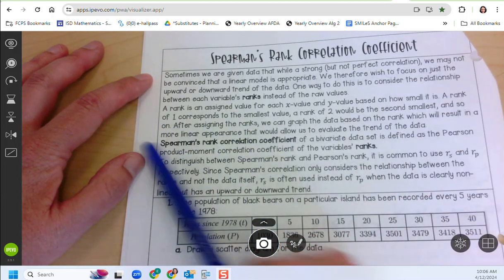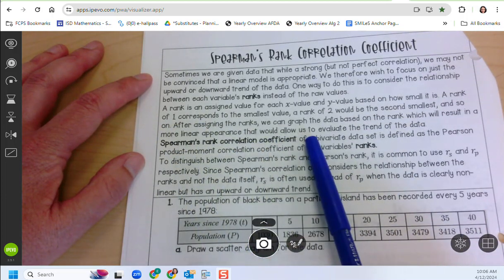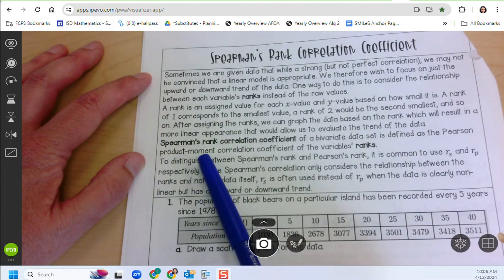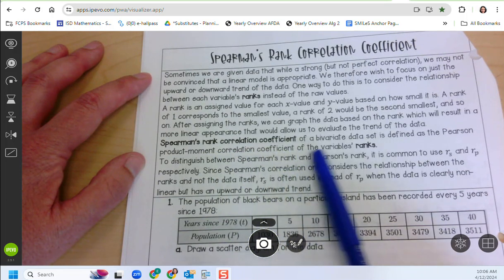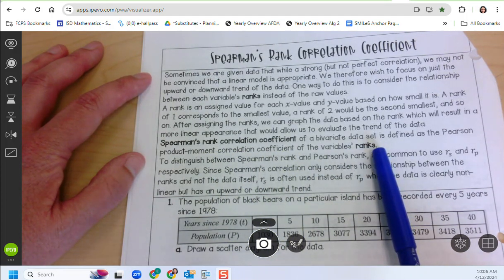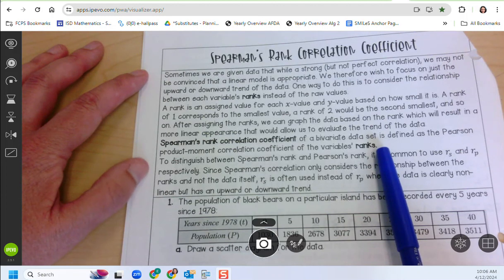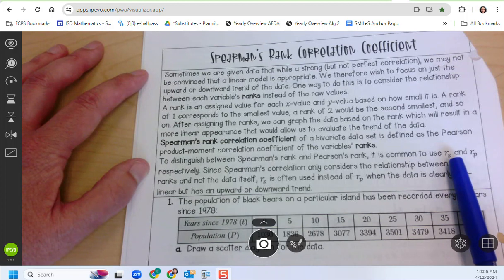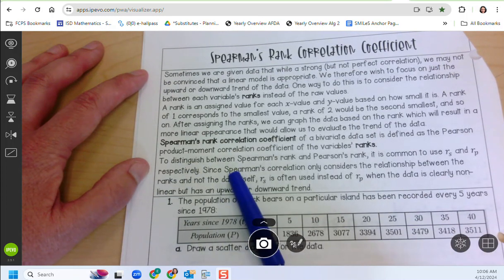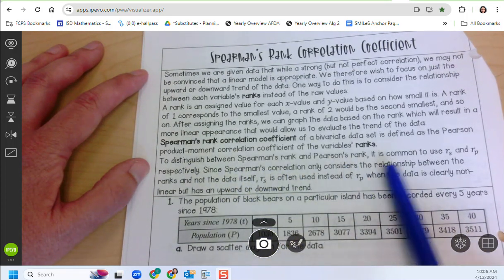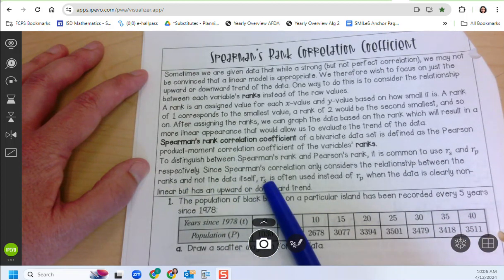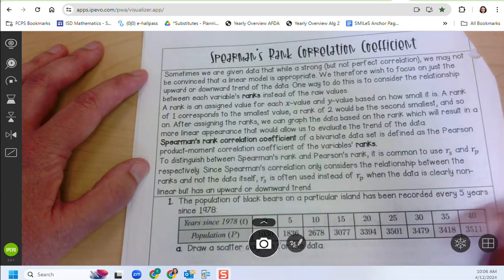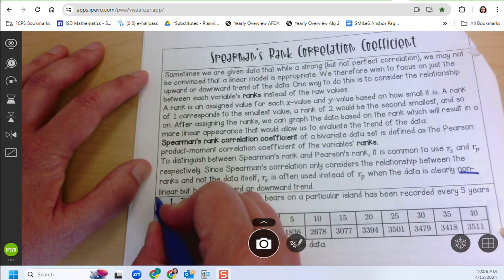Okay, so where was I? Spearman's rank correlation coefficient of a bivariate data set is defined as the Pearson's product moment correlation coefficient of the variable's ranks. So you do the exact same thing, but you just use the ranks. To distinguish between Spearman's and Pearson's, it's common to use R sub S and R sub P respectively. Since Spearman's correlation only considers the relationship between the ranks and not the data itself, R sub S is often used instead of R sub P when the data is clearly non-linear, but has an upward or downward trend.